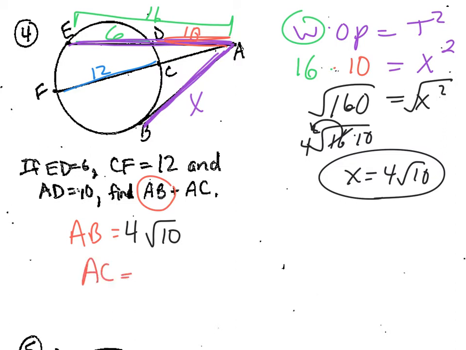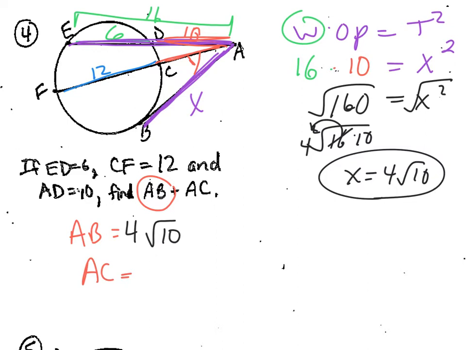Second answer is I'm trying to find AC. Just for the sake of using a different variable, let's call that Y. That would be the outer part of my secant AF. I'm now going to do one of two things. I can do a secant tangent again because I actually have the length of AB. I'm going to choose to do secant secant and not use the answer that I just got, just in case I made a mistake. I like to try to use my original numbers from the problem. So I'm going to use my 2 secants, AE and AF.